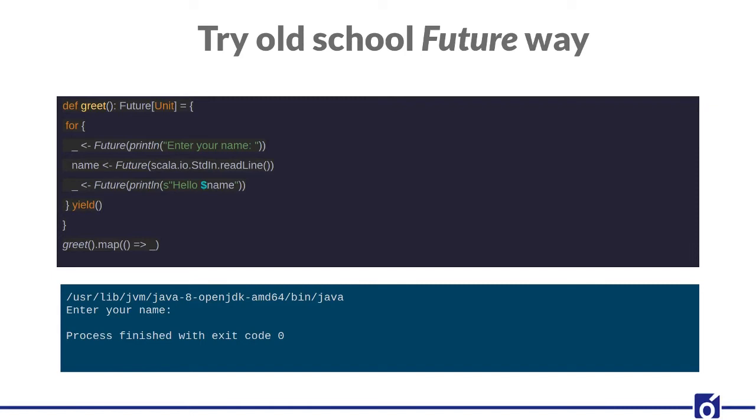And now let's look into the old school Future way. Again, we used to have side effects inside our Future. If we do a similar kind of thing with Future, it will just print enter your name, and the rest of the things will not work because it will run on different threads, which you cannot have on the main method, and you have to write so much boilerplate in order to do so, and if not, it's very hard or impossible to do so.